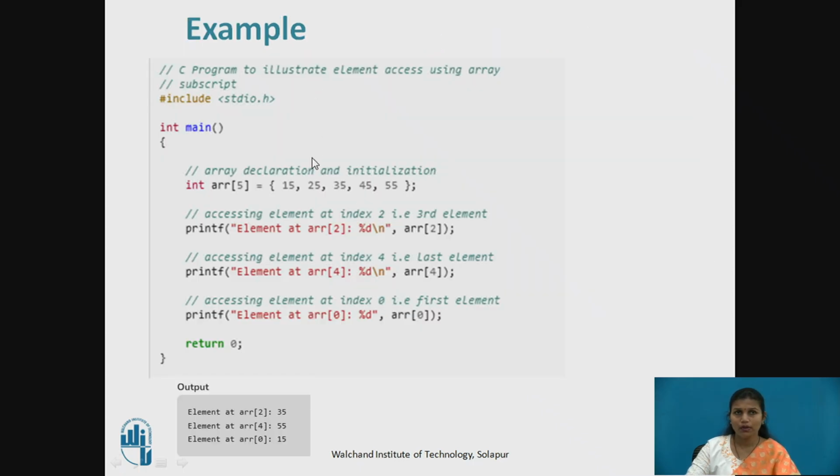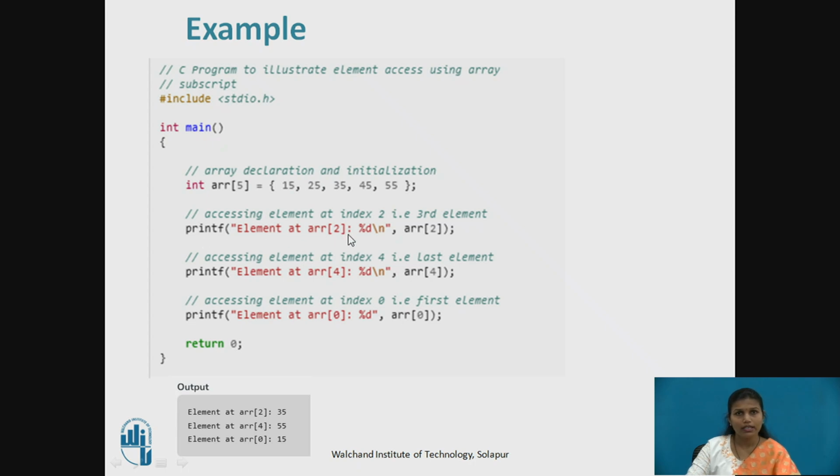Let's see an example on the array: how to declare it, initialize it, and how to access the values and print them. So basically #include <stdio.h>, it's a header file. int main, it will return the result as an integer. Next we have declared the array of 5 with values 15, 25, 35, 45 and 55. Next you can see here printf element at arr[2].